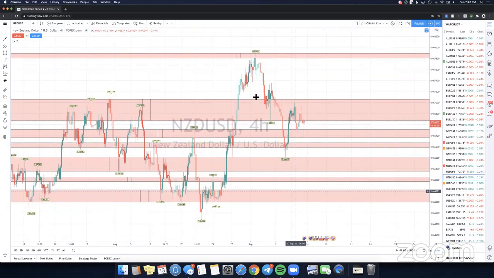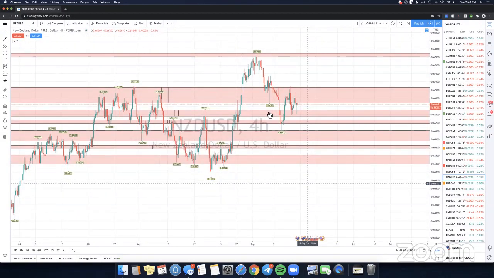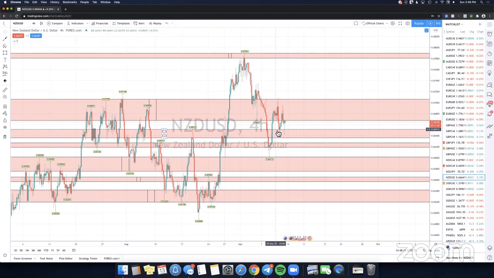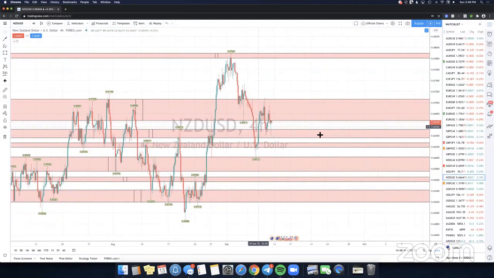So the closest zone for NU is going to be 0.6668, and then the lower point is going to be 0.6651 for NZD USD. All right, guys, we have a few more pairs.